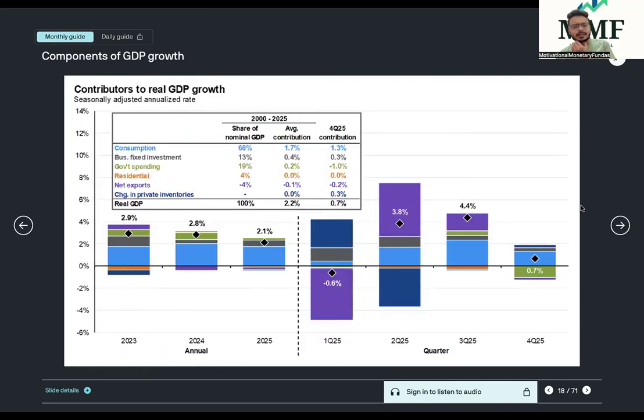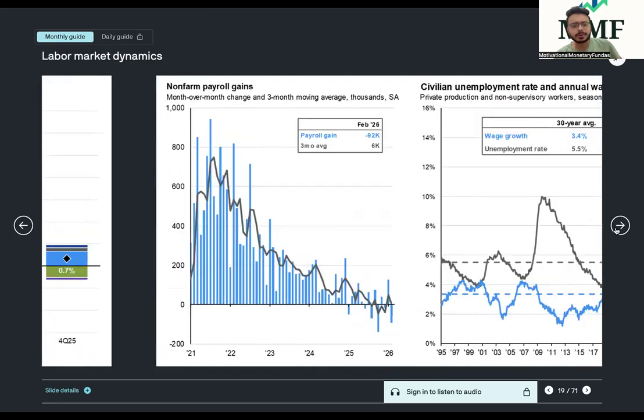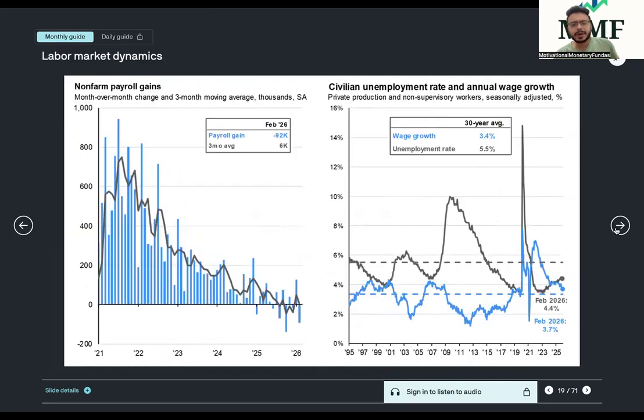Again, this is the GDP contribution maximum coming from consumption, same as India. In India, the number is 61.5%. In the US, it is 68%. Again, this is the payroll number.